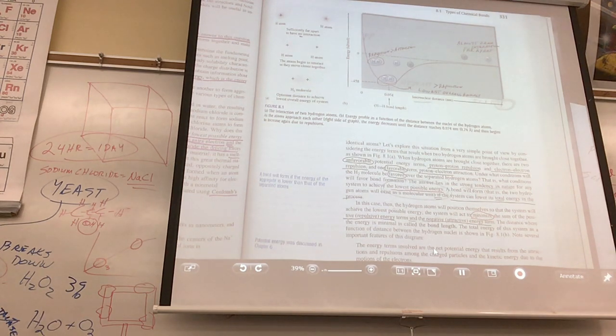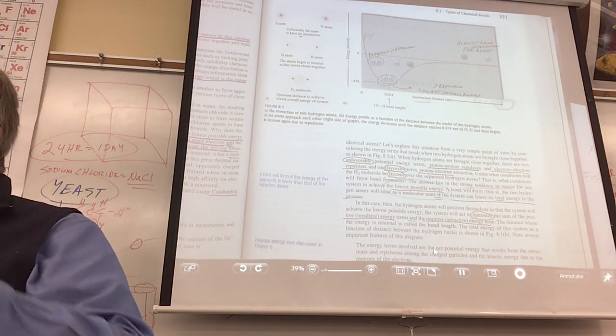The system will act to minimize the sum of the positive repulsive energy terms and the negative attractive energy term. The distance where the energy is minimal is called the bond length. The total energy of the system is a function of the distance between the hydrogen nuclei, as shown in figure 8.1. Note several important features of this diagram.